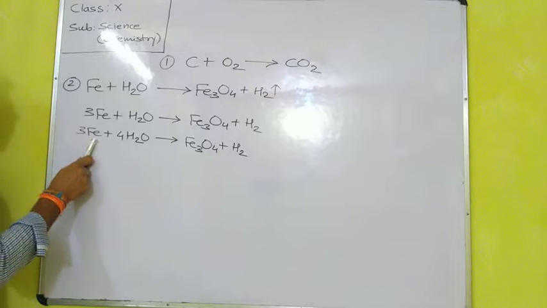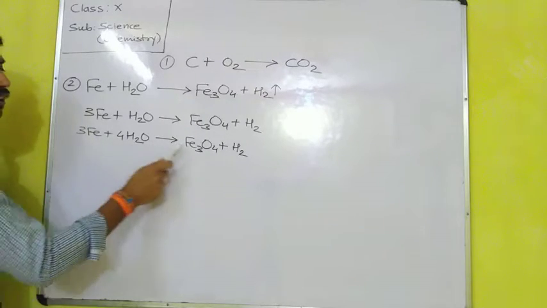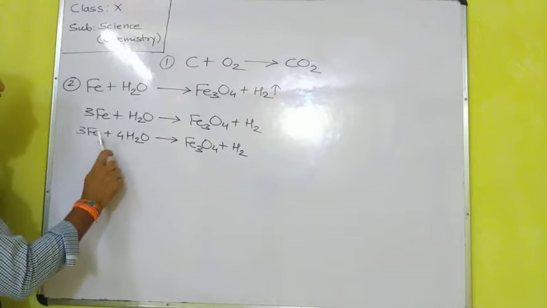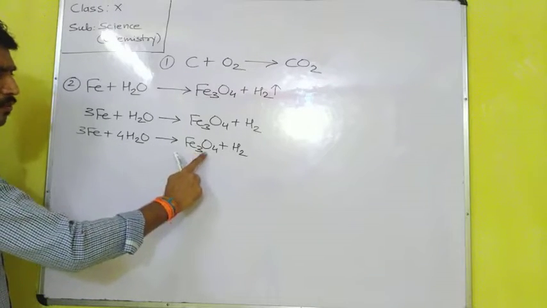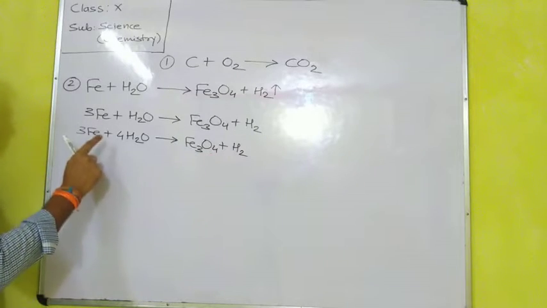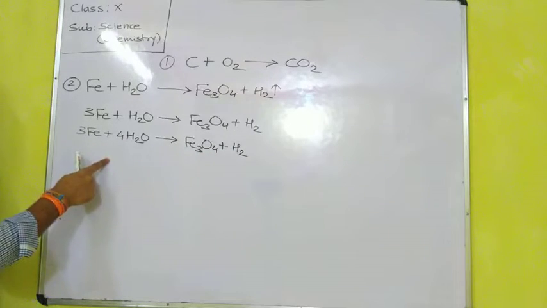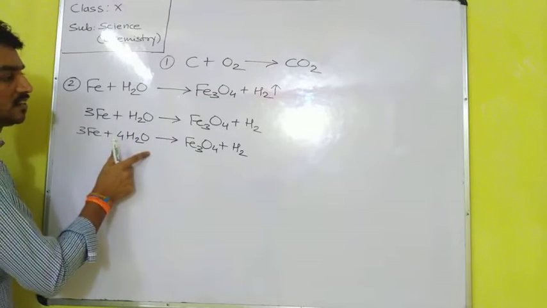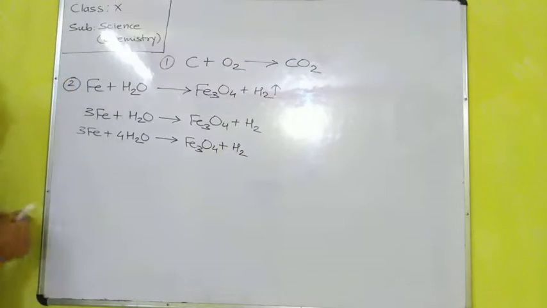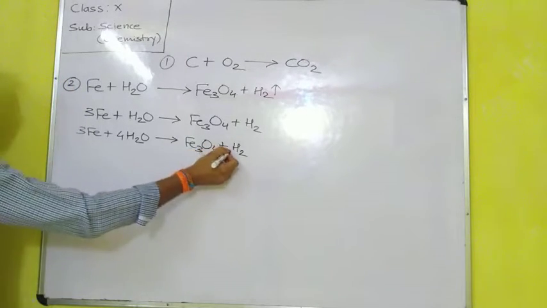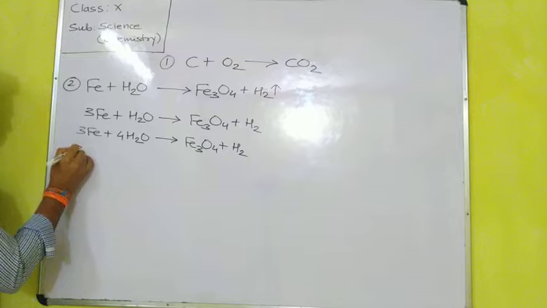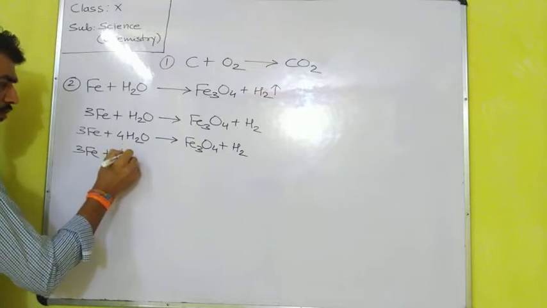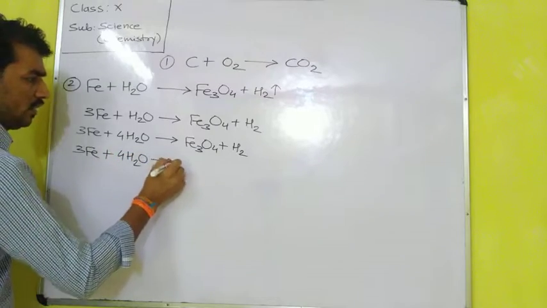Now again we have to check whether iron is balanced or not. Here 3 atoms of iron are present in the reactant side, and 3 atoms of iron in the product side. 4 atoms of oxygen are present in the reactant side, and 4 atoms of oxygen in the product side. Now in the next step we have to balance the hydrogen. 4 times 2 is 8 hydrogen atoms in the reactant side and here only 2 hydrogen atoms. So we have to multiply it by 4. So that will be the final 3Fe plus 4H2O is equal to Fe3O4 plus 4H2.